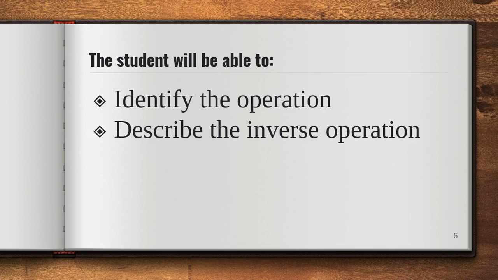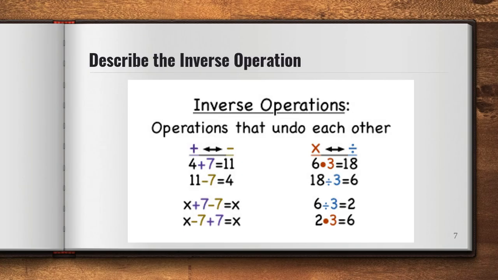Next, the student will be able to describe the operation needed to undo these operations that are happening. For every operation happening to a variable, there is an inverse operation that will undo it. Once the student has identified the operation that is happening, they will then be able to state the inverse operation.